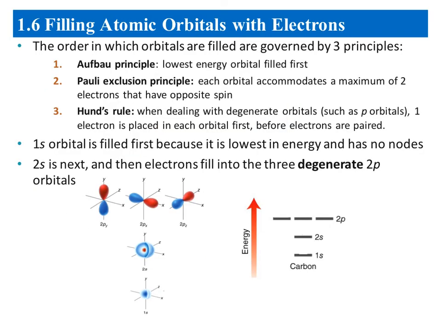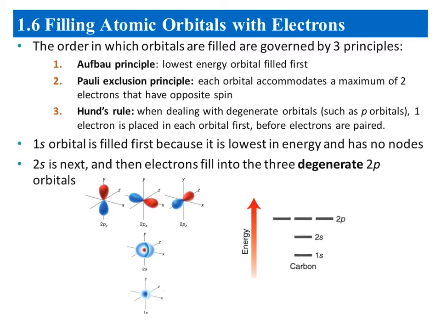Now, how do we fill these orbitals with electrons? The order in which orbitals are filled by electrons is determined by three principles. Aufbau principle, that says the lowest energy orbital is filled first. So among the three orbitals, 1s is lowest in energy, so it fills up first. 2s is the next, and then 2p orbitals.